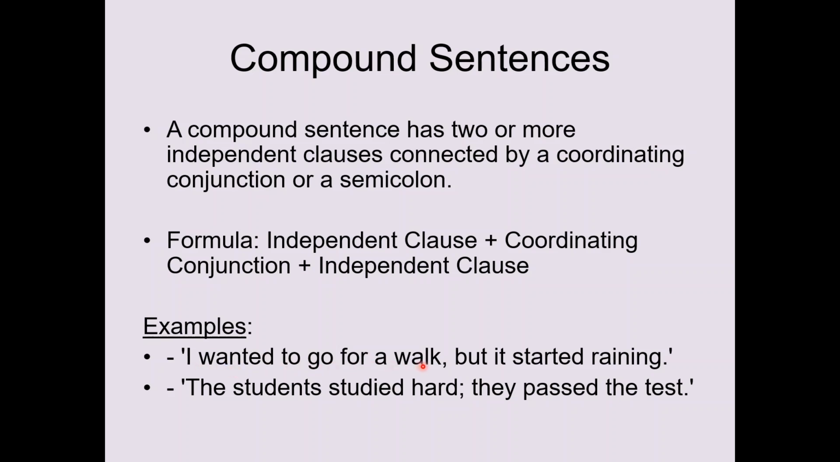All right, that part of the sentence can stand on its own. And in essence, this part of the sentence here, I wanted to go for a walk, is also a simple sentence. So we could say that compound sentences are really simple sentences put together. The other part of the sentence, it started raining, is also an independent clause. It can stand on its own. But here, as I said earlier, we have the coordinating conjunction but.